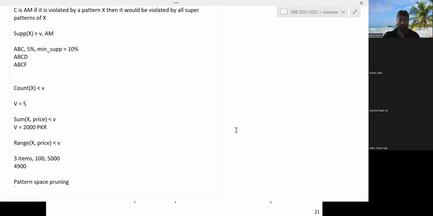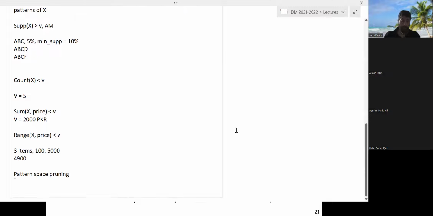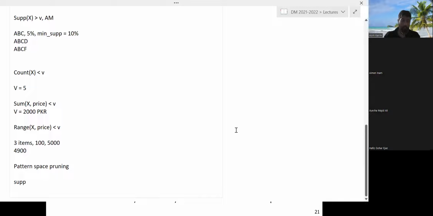Okay? So for example, let's say you have a constraint in addition to support, but by the way, there can be multiple supports too. Support should be greater than V. This is one constraint. The second constraint is, let's say, the sum of the item set's prices is less than V. Okay? So now both of these constraints are anti-monotonic, right?